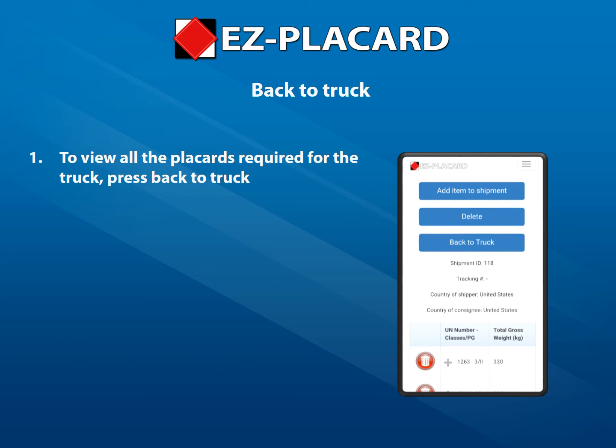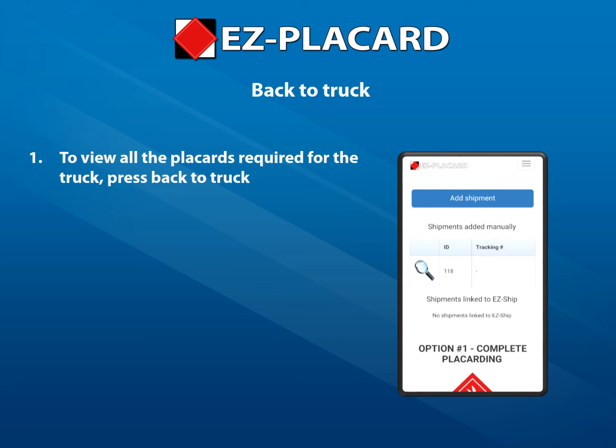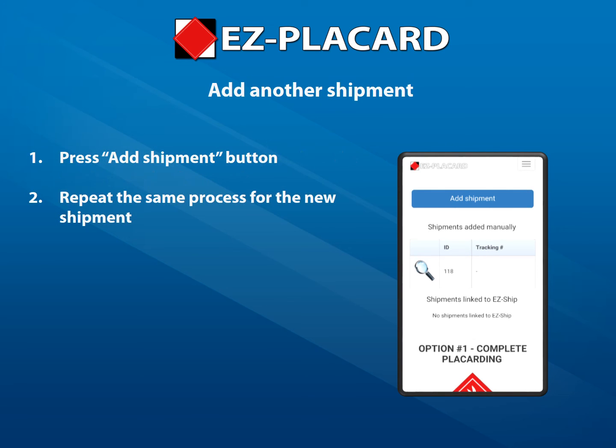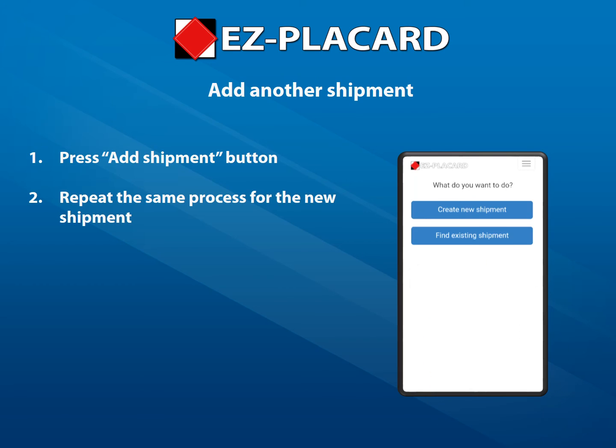Once all the items are entered for this particular shipment, simply press Back to Truck. The system will then calculate all the required placards for everything that's inside your virtual truck in real time. Should you wish to add another shipment, simply press the Add Shipment button and repeat the same process.